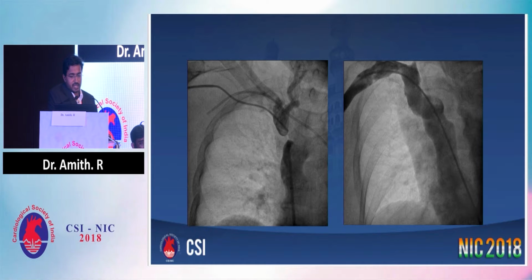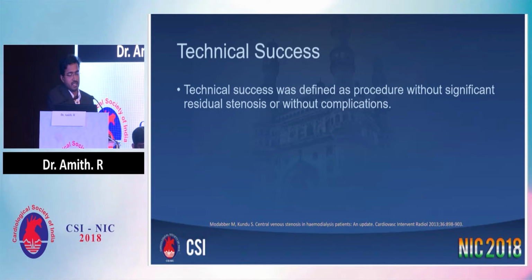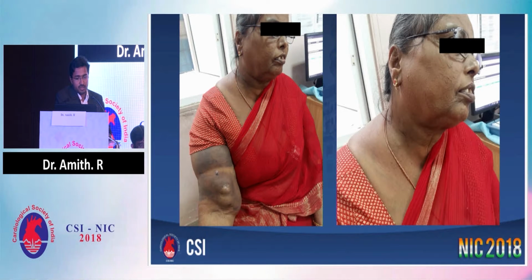This is the pre-procedural image, and beside that is a post-procedural image which shows complete recanalization of the occluded brachiocephalic vein. This would be regarded as a technical success, which is defined as a procedure without significant residual stenosis. Central veins are notorious for elastic recoil and residual stenosis following plain balloon angioplasty. And this was the follow-up image 2 weeks after the procedure. We can see the swelling over the face and supraclavicular fossa has come down, although the swelling in the arm would take some time because it is due to the aneurysmal dilatation of the AV fistula.